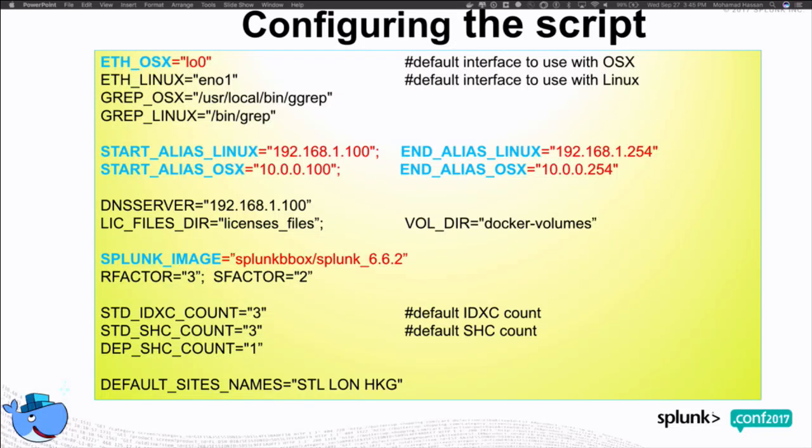There's not much to do to configure the script. The only thing you actually have to configure is the interface that you're using. The script will attempt to guess, but you have to do it manually. This is ETH, OS X or ETH Linux, depending on the environment you're in. So just make sure you change that. And then the space around you.